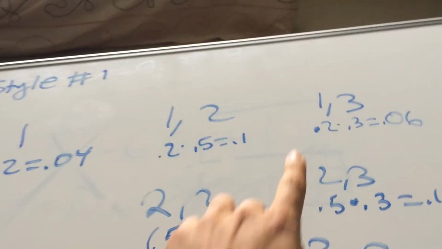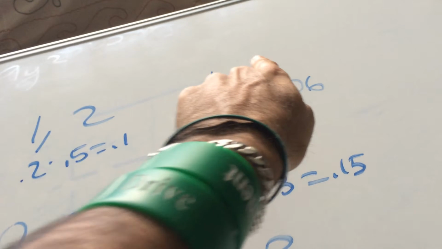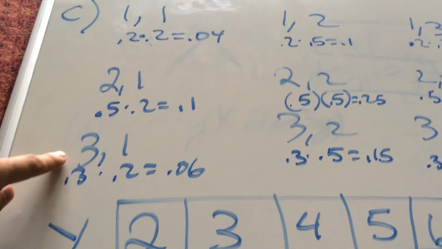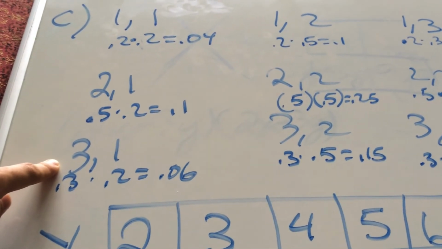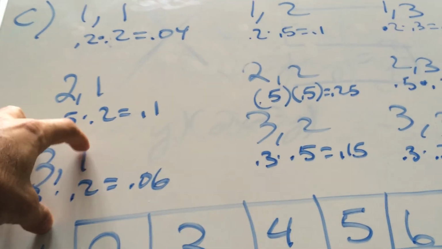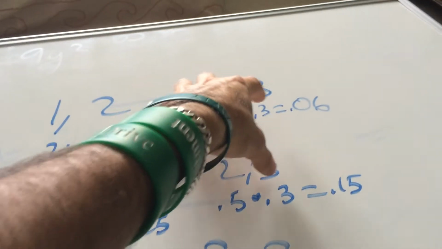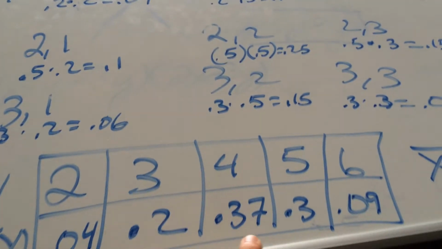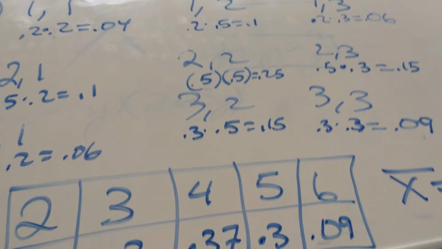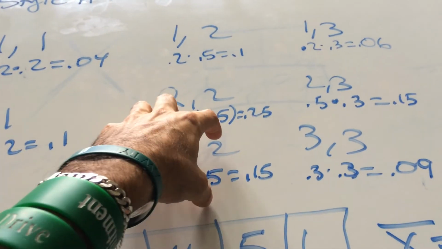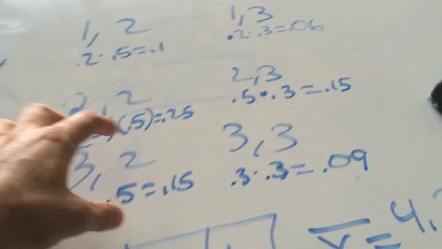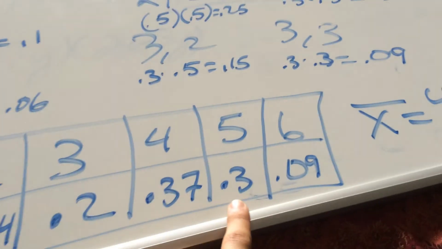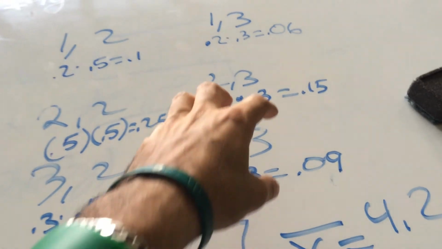Now, y could equal 4. In this case, y equals 4, or in this case, or in this case. So the probability of y equaling 4 is this case plus this case plus this case: 0.06 plus 0.25 plus 0.06 is 0.37. The probability y equals 5 is this or this, so I add 0.15 plus 0.15, which is 0.3. And finally, the probability y equals 6 is only this one.